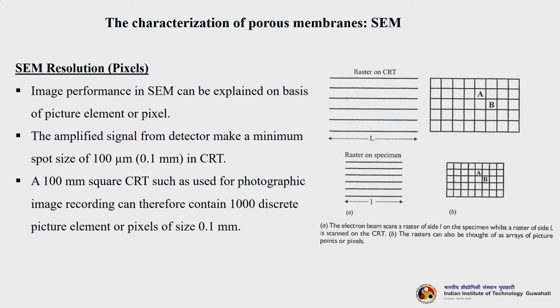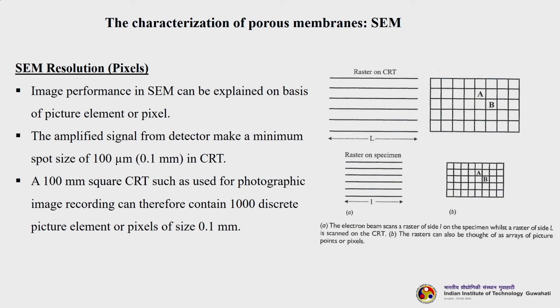Now, SEM resolution and pixels. Image performance in SEM can be explained on the basis of the picture element, or pixel. Please see this particular figure. The amplified signal from the detector makes a minimum spot size of 100 micron on the CRT, and a 100 mm square CRT, such as used in photographic image recording, can therefore contain 1000 discrete picture elements or pixels of size 0.1 mm.